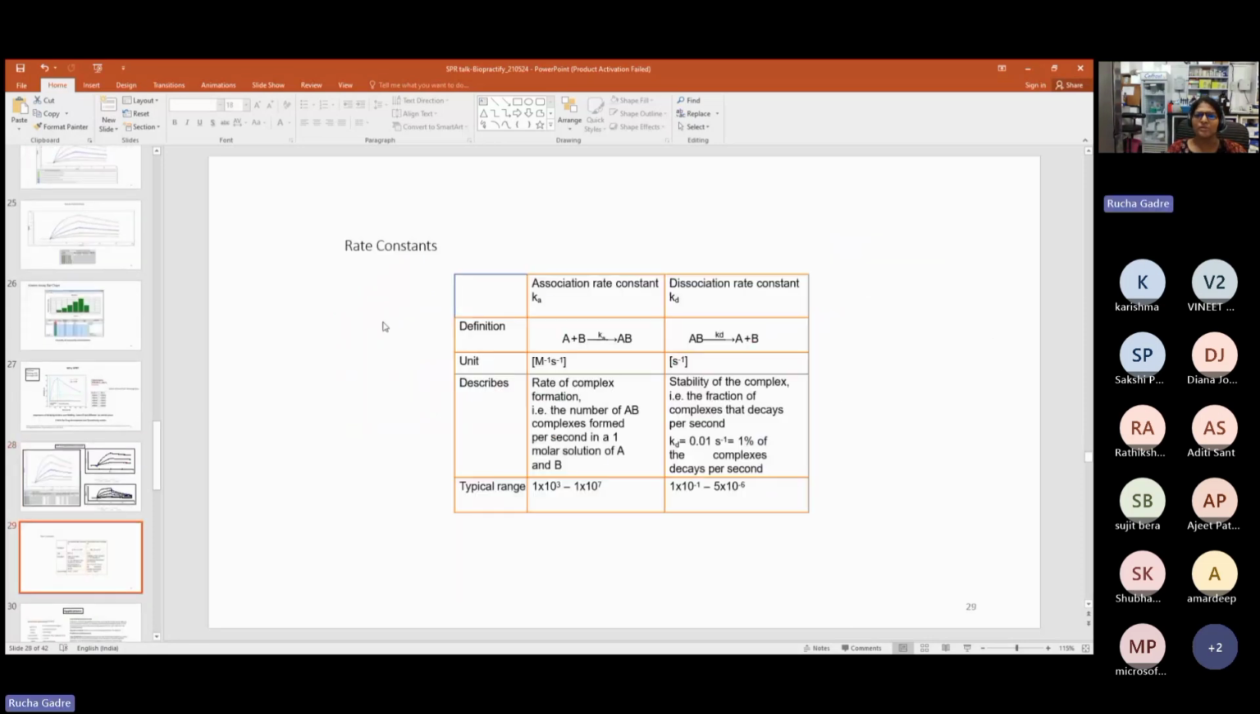So these are rate constants: ka, small k, and small kd. Small k will give you information about the formation of a complex, and kd is the dissociation. These are the units, and the rate of small k is dependent on concentration, and kd is concentration independent.